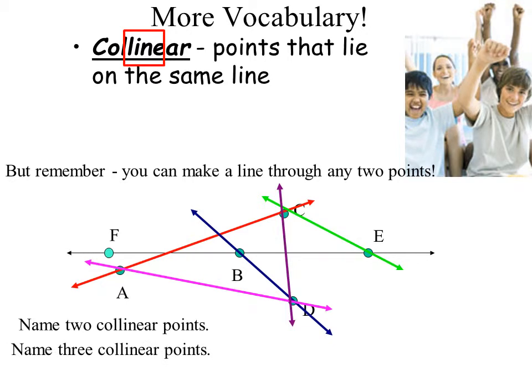If I said name 3 collinear points, then that would be a little different. I could say point F, B, and E are collinear because they all lie on one straight line. I could take my pencil and place it over those 3 points, and it would cover all 3 of those points.